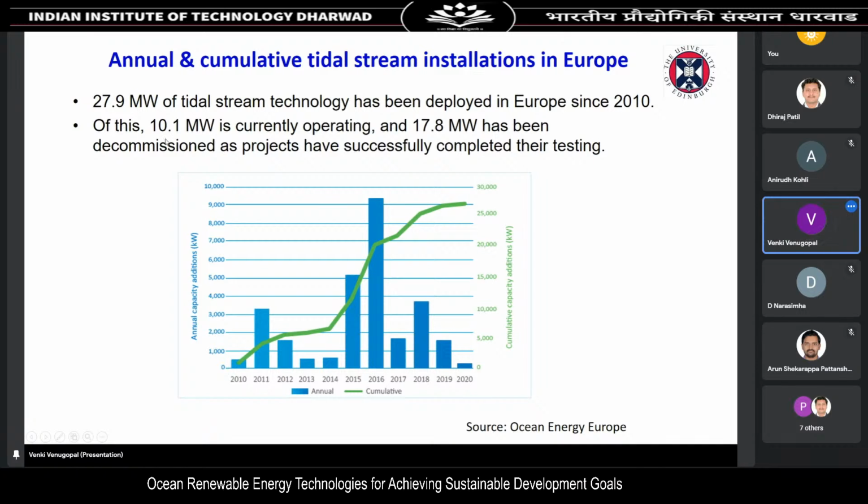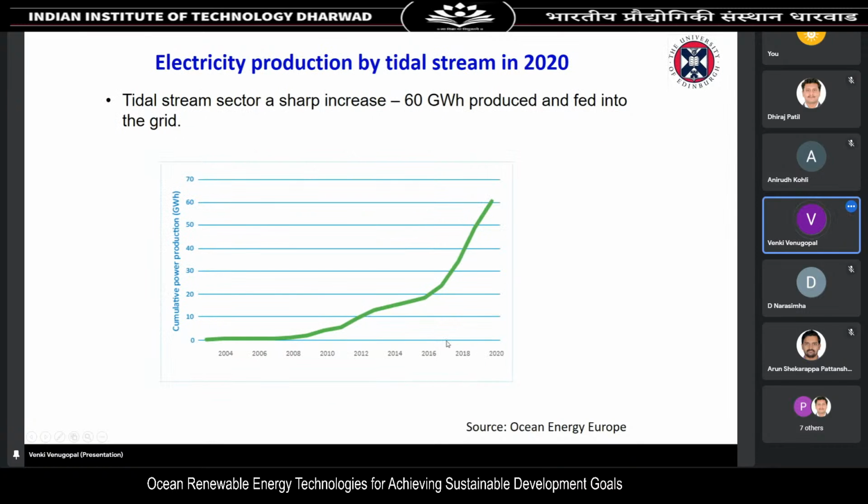Of this, 10.1 megawatt is currently operating, and 17.8 megawatt has been decommissioned because they completed the testing stage. And you may see a drop down in 2019, 2020, and you know the reason why there is a drop down. That's the COVID. The electricity produced so far by tidal stream up to 2020 has reached 60 gigawatt hour, which is a very impressive number.